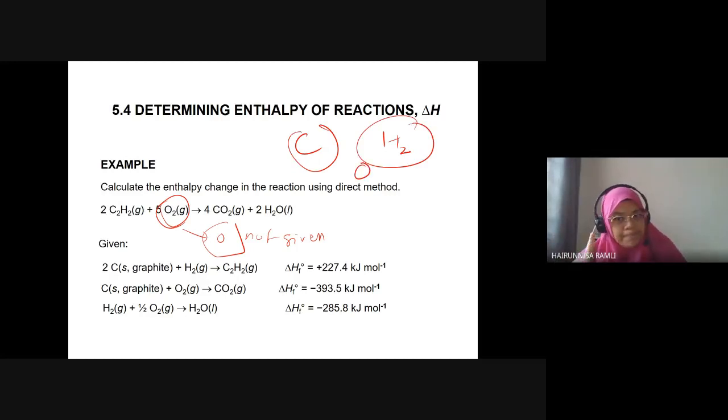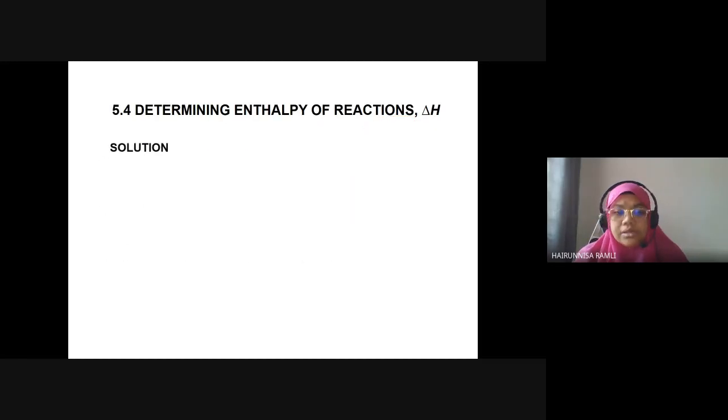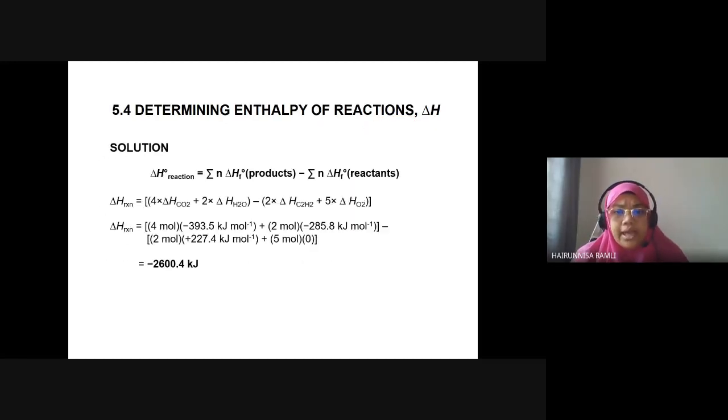Yang penting dia standard. Standard maksudnya dalam keadaan, kalau tiba-tiba saya kata carbon ni liquid, dia tak standard lah. Where carbon supposedly yang standard dalam bentuk solid graphite. Right? Value dia kosong. So ada semua value kan? Boleh kira kan? So to calculate this one, by using this formula, product tolak reactant formation. So you darab lah water, carbon dioxide darab 4, H2O ada 2, tolak C2H2 ada 2, so O2 ada 5.